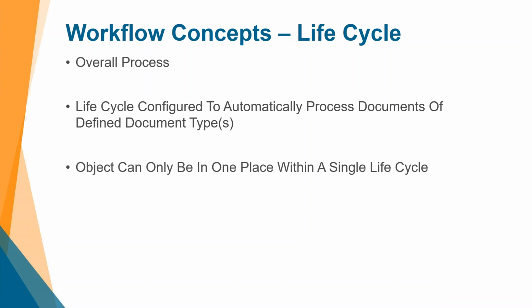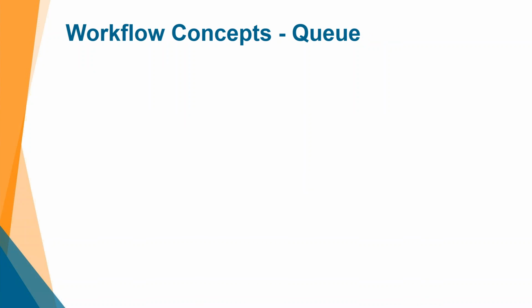Now, just a couple things to point out. An object, a document, a work view record, an electronic form can only be in one place within a single life cycle. Okay, so take just a second to absorb that. I cannot have that document in two places inside that one life cycle. However, I can take that object and have it in multiple different life cycles at the same time. Okay, just something key to keep in mind here. So that allows us to do some concurrent workflow routing, assuming that we have multiple different life cycles.